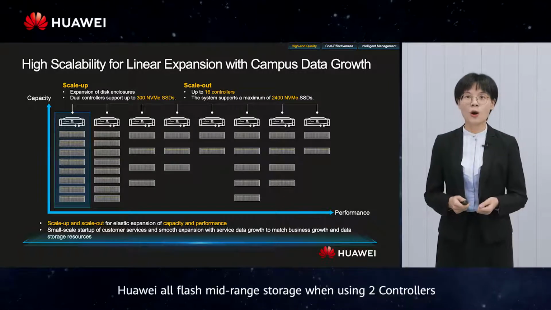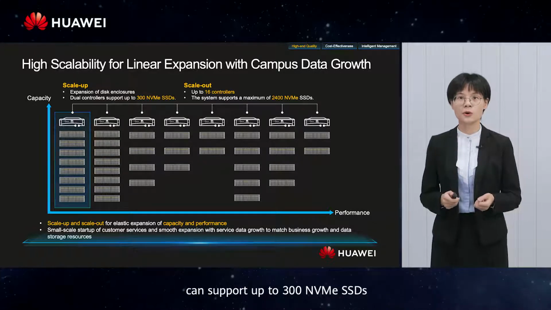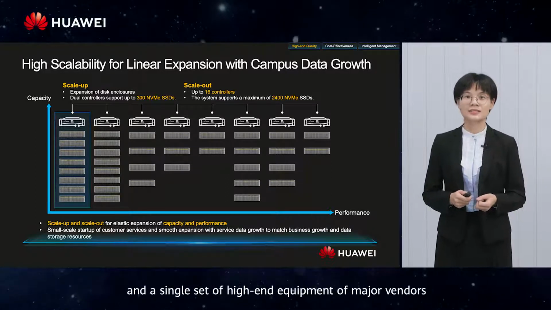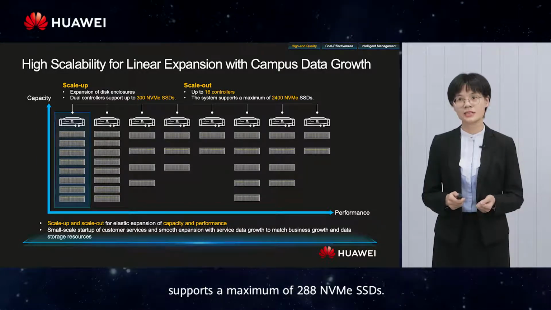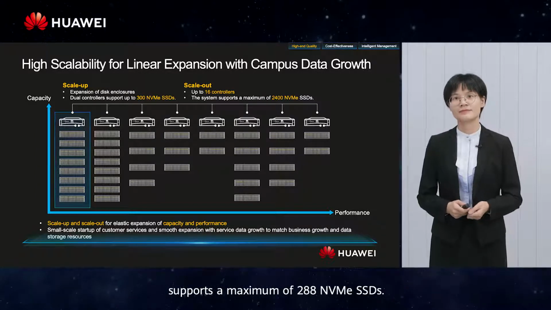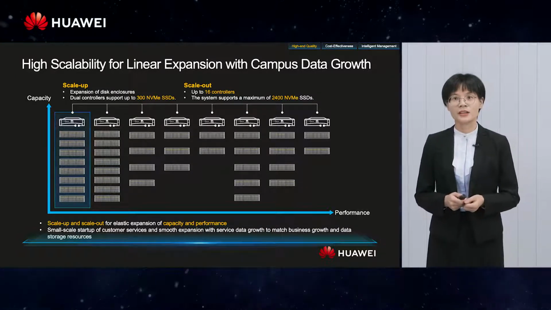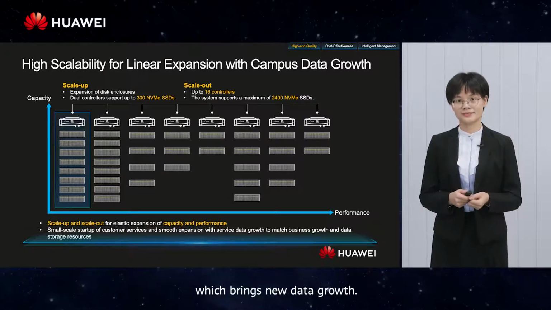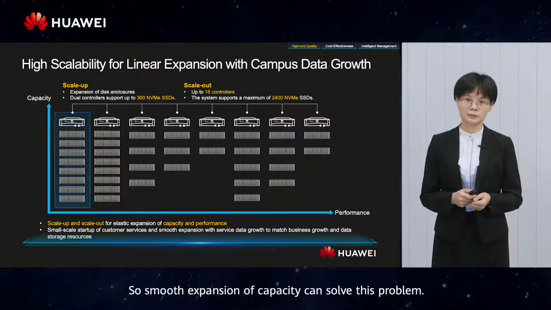At the same time, Huawei all-flash mid-range storage with two controllers can support up to 300 NVMe SSDs, while a single set of high-end equipment from major vendors supports a maximum of 288 NVMe SSDs. The university is different from other sub-industries. New students enroll every year, which brings new data growth, so smooth expansion of capacity can solve this problem.